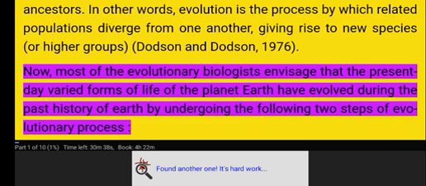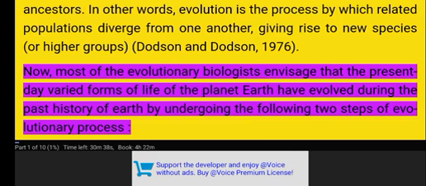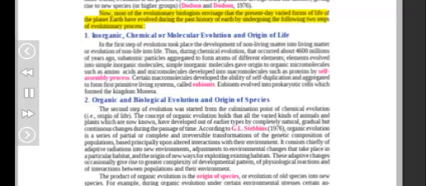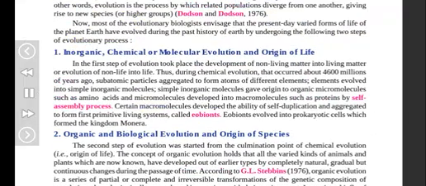Now, most of the evolutionary biologists envisage that the present-day varied forms of life of the planet Earth have evolved during the past history of Earth by undergoing the following two steps of evolutionary process. 1. Inorganic, chemical or molecular evolution and origin of life. In the first step of evolution took place the development of non-living matter into living matter, or evolution of non-life into life.